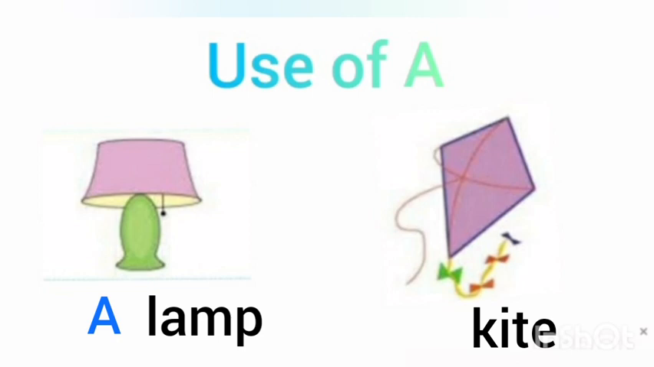A lamp. Look at the second picture. What is this? This is a kite. The spelling of kite is K-I-T-E, kite. The first letter of word kite is K. K is consonant. So we will write A with it. A kite. A lamp. A kite.